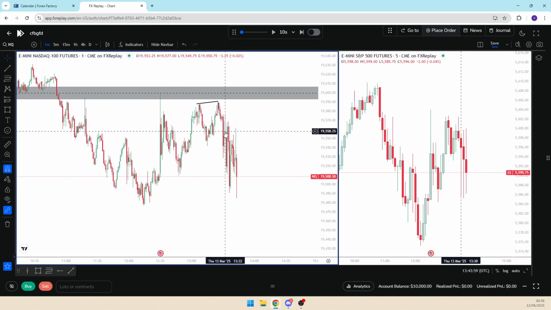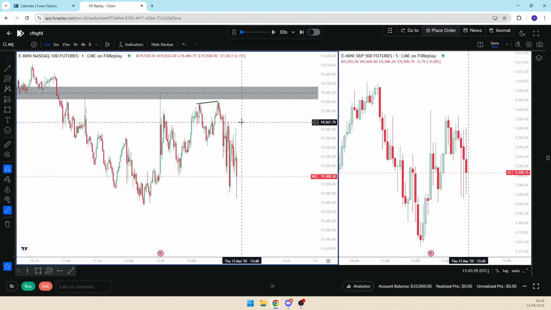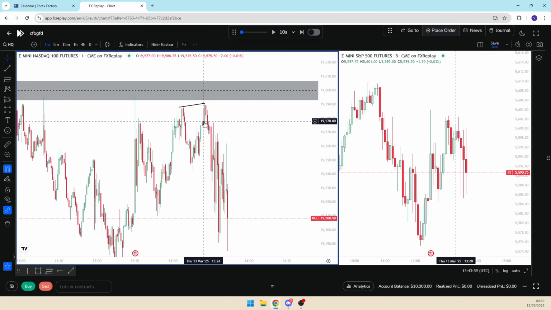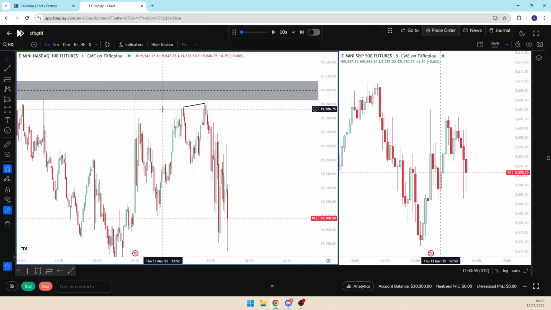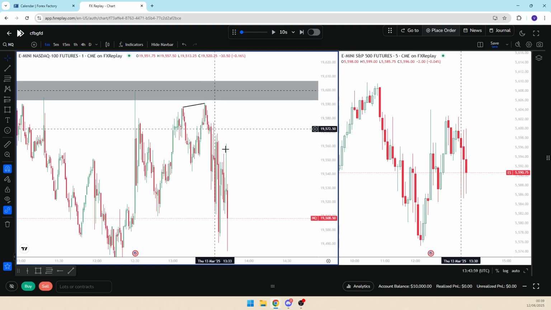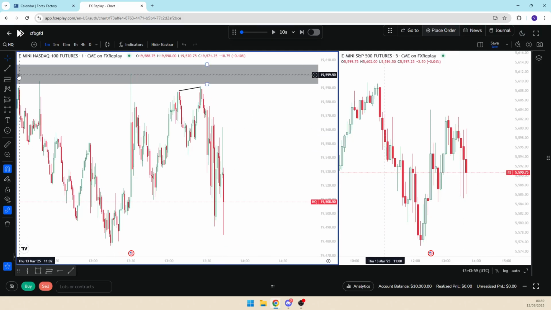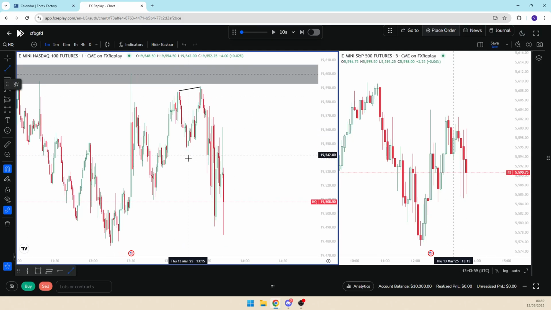From 9:30 to 9:45, what did price do? From 9:30, price displaces lower. Why did price displace lower? Because we have the manipulation already before 9:30. If the manipulation happens 5 or 10 minutes before 9:30, we can expect price to immediately displace lower. That's what we did right now. So 9:30 displaces lower, marking a market structure shift.